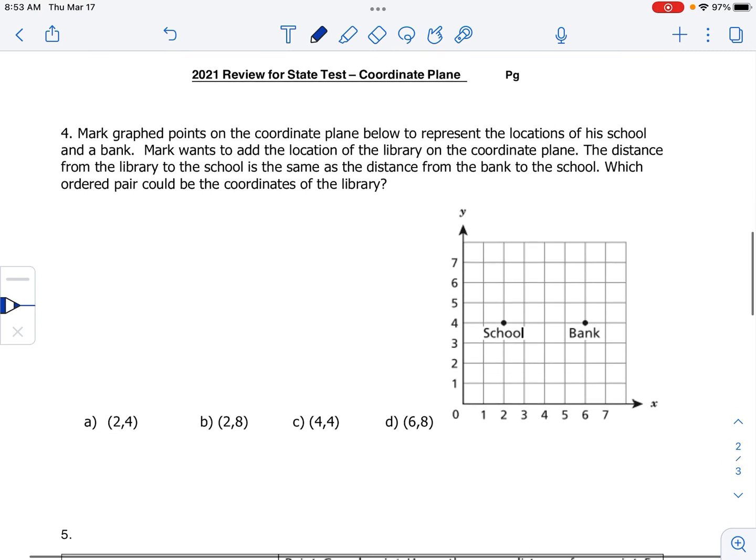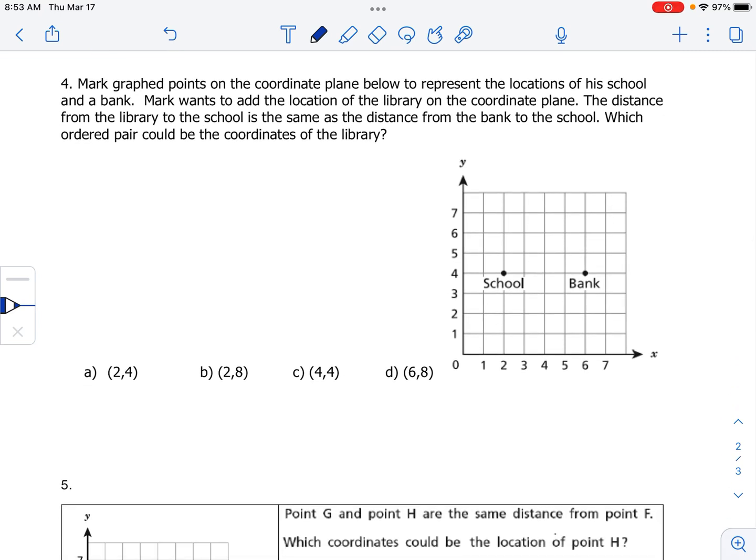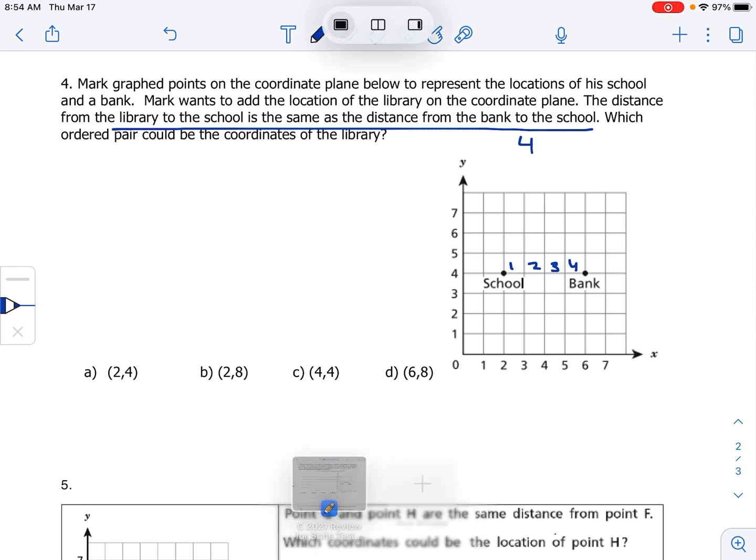All right, let's go to number 4 here. So Mark has plotted here the school and the bank on the coordinate plane, and the distance from the library to the school is the same as the distance from the bank to the school. Well, let's count out how far the bank to the school is. 1, 2, 3, 4 units. So the school to the bank is 4 units long. That means the distance from the library to the school must also be 4 units long. So let's plot these points and see which one has a distance of 4 as well.